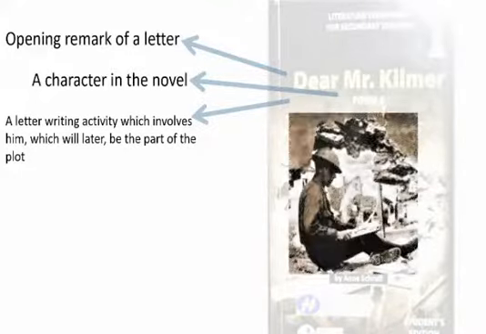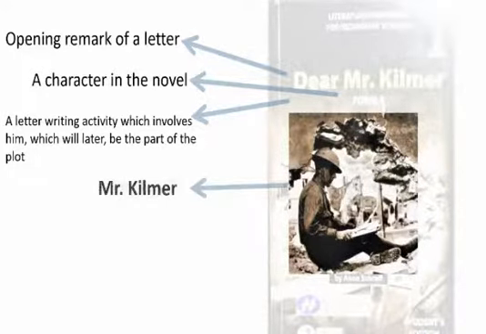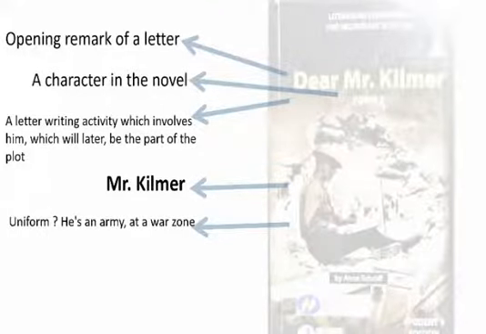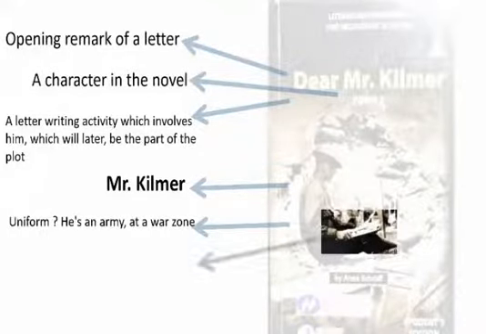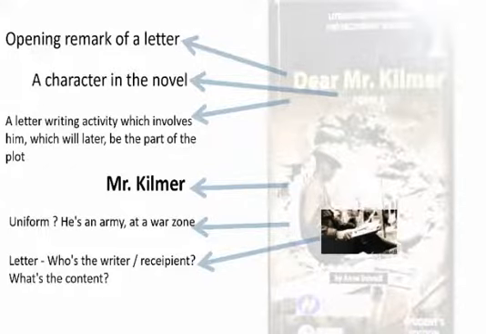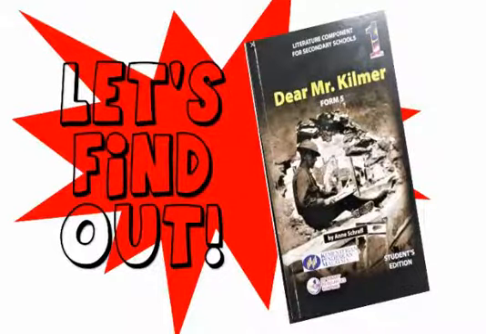Okay, next let us study the guy in the picture, the man in the picture. Okay, the man in the picture is none other than Mr. Kilmer himself. Okay, let us study the uniform. The uniform shows that he is an army and he is at the war zone. You can see at the background there. And finally, let us study the object that he is holding. It is actually a letter, but who is the writer and who is the recipient and what is the content of the letter, we will find out later.